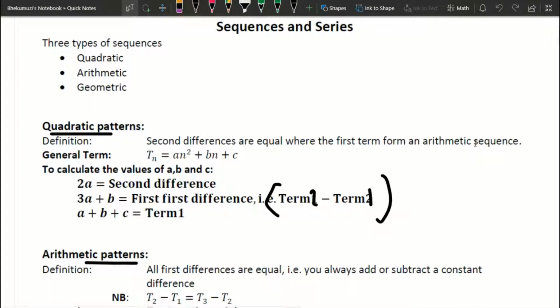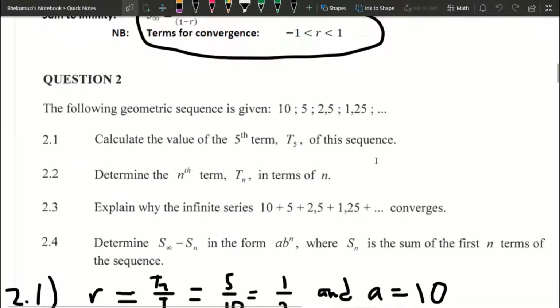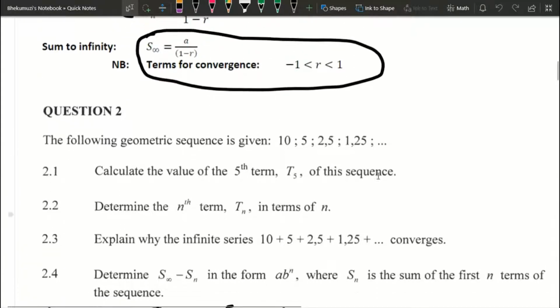Okay, welcome again to the second part of sequences and series. And today, as I said in the first video, in part one, we will be looking at the questions and we'll be answering them, right?